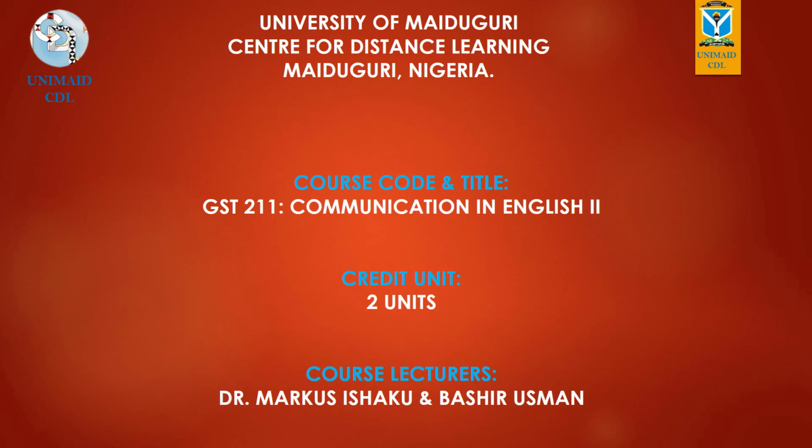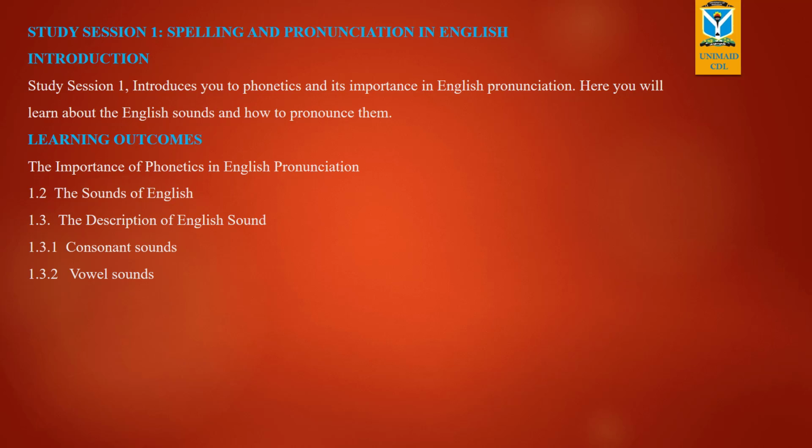We're going to look at how we will improve on the proficiency of the use of English language. Now, the area we are going to look at here has to do with spellings and pronunciation in English. At the end of the topic, we are expected to know how important English pronunciations are and how we can pronounce English sounds. Next, we'll look at English sounds in general, then description of the sounds, consonants, and then vowels.